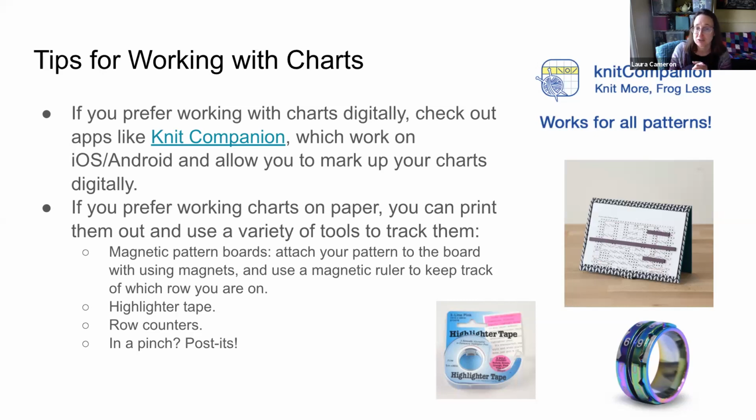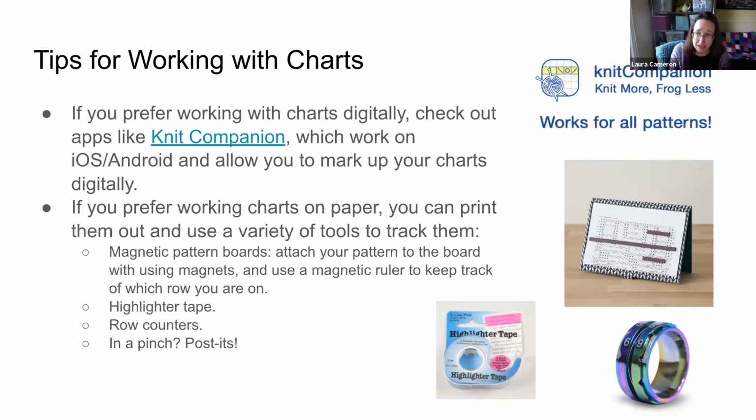If you prefer working with charts on paper, then there are lots of things you can do. Generally, you can print them out. Remember what I said about printing them out in color so that you can see where your repeats are. There are magnetic pattern boards. This happens to be one from Knit Picks, but you can get them at all the major craft stores. It's just a magnetic board, and they give you a whole bunch of magnets that you slap on there to hold your pattern to the board. And then you can use a longer magnet if you have one. Oftentimes they come with the board to mark your rows as you're working up your chart.